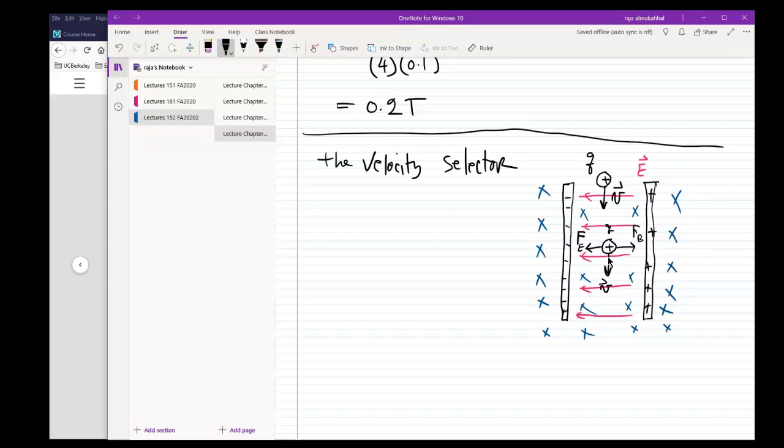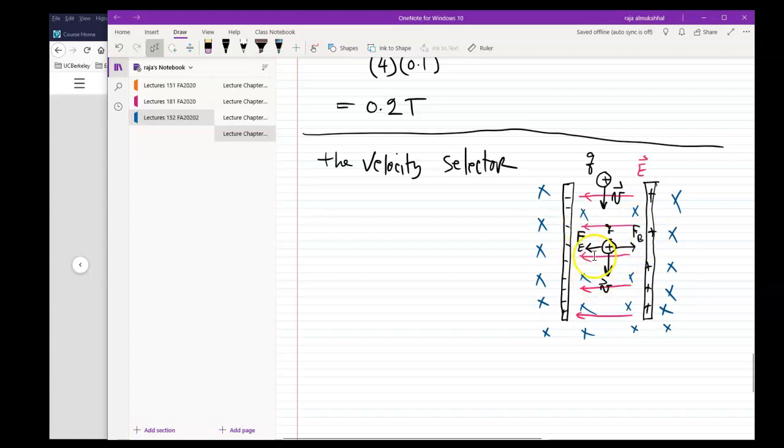So now you have those two forces on it, okay? Now what I'm going to do is the following. I'm going to fine-tune the velocity selector in such a way as to make VB and VE equal. Why do I want to do that?